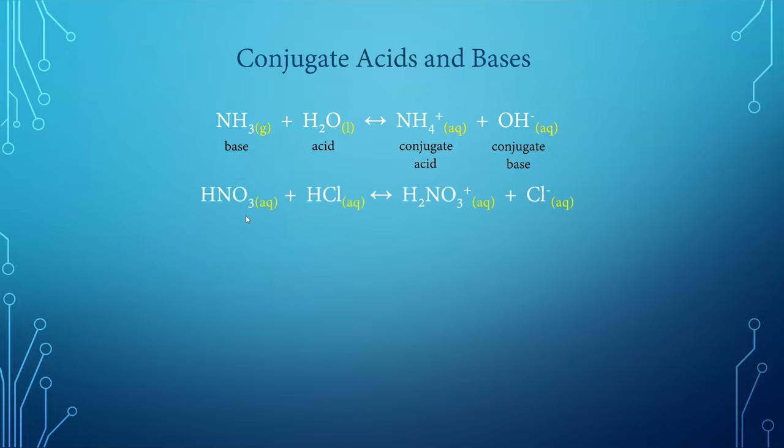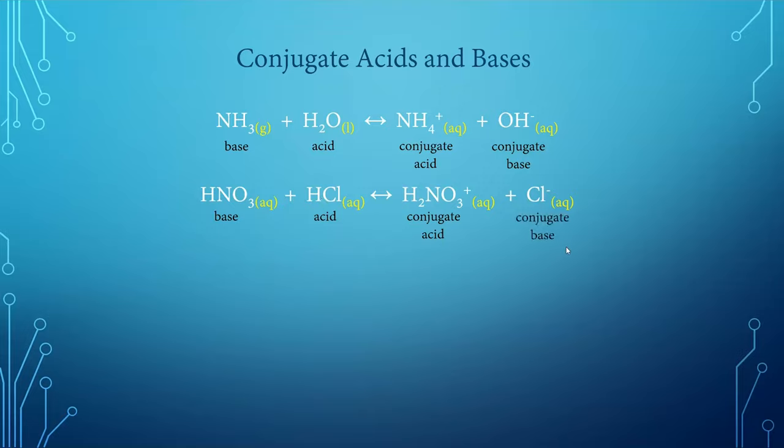Take a look at the reaction that we did between nitric and hydrochloric acid. Nitric acid, in this particular case, accepted a hydrogen ion, so it was the base, and HCl donated a hydrogen ion, it was the acid. In the reverse direction, the H2NO3 plus ion is losing or donating a hydrogen to turn back into nitric acid. That makes it the conjugate acid. And the chloride, of course, is gaining a hydrogen or accepting a hydrogen to reform HCl.